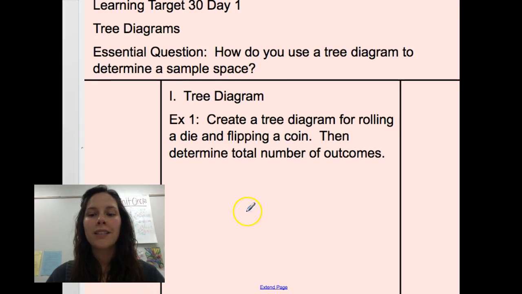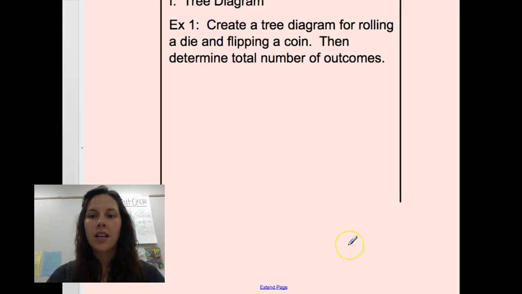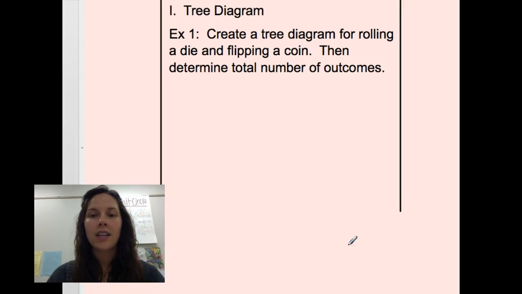What you want to do is think about what are your options for the first event. In this case, we're rolling a die. So what are your options when you roll a die? Well, you can roll a 1, 2, 3, all the way through 6.